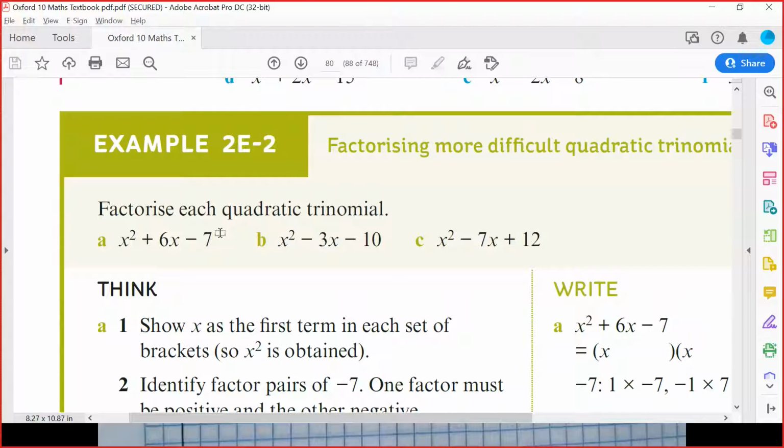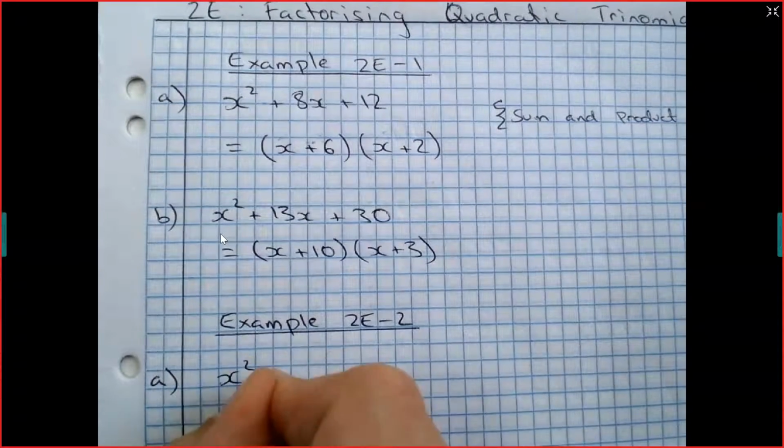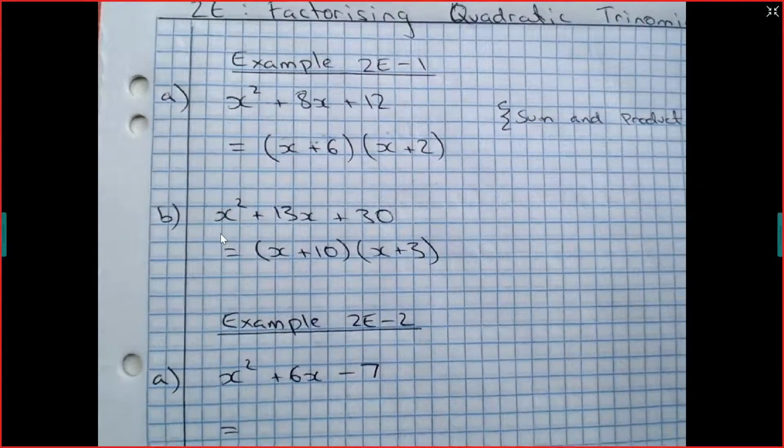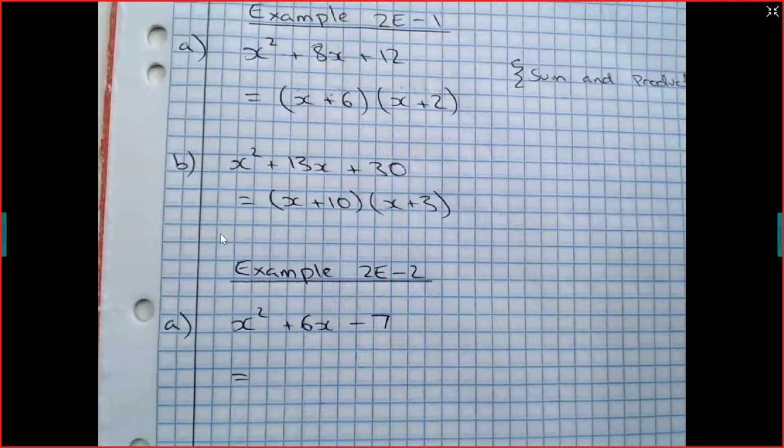So we've got x squared plus 6x minus 7. Same thing, we're going to apply the sum and product rule. So we need to think of two numbers that multiply to give me minus 7, but add to give me 6. I'll give you a clue. You're going to have to use a negative number to assist here. Yep. 7 and negative 1. So let's give it a go.